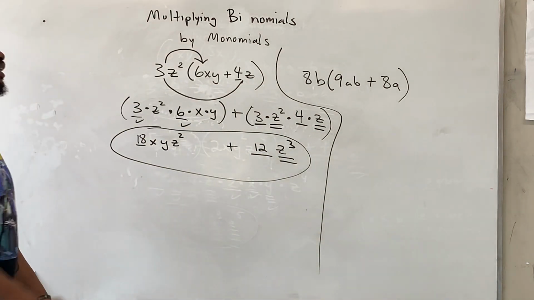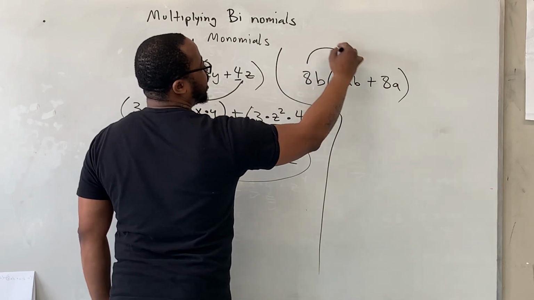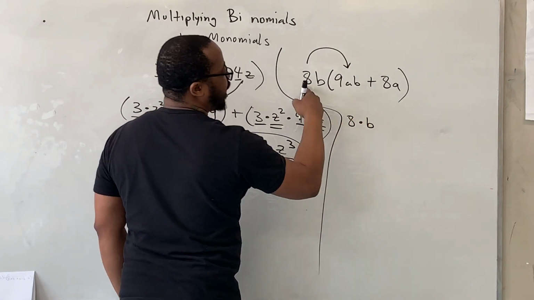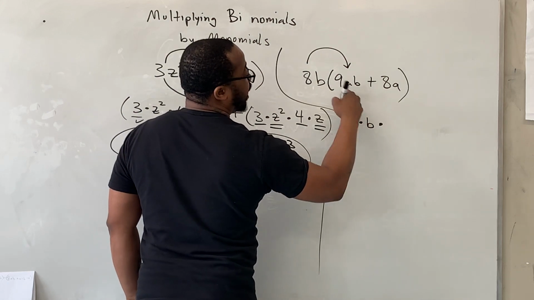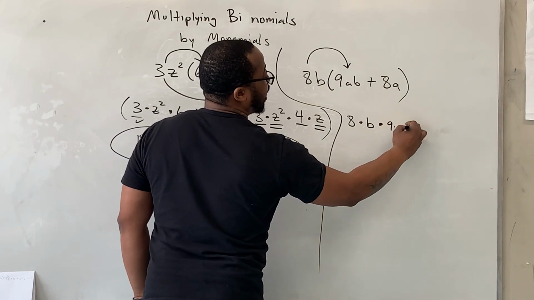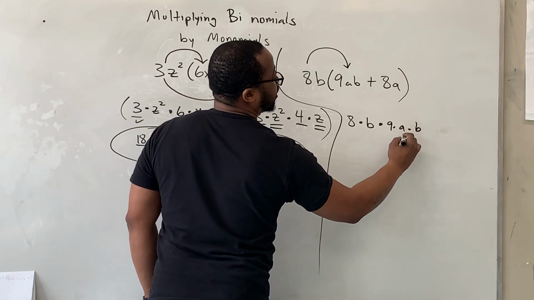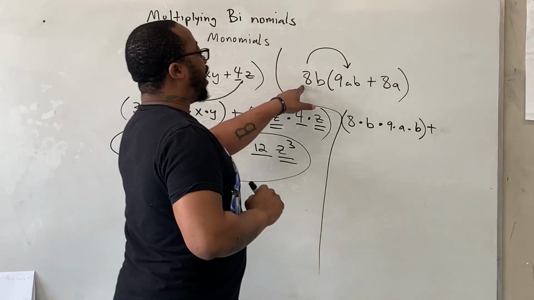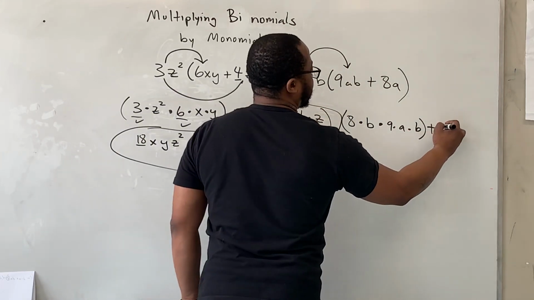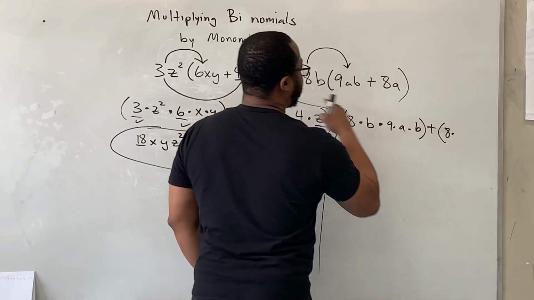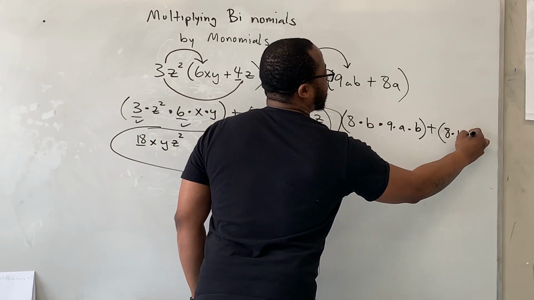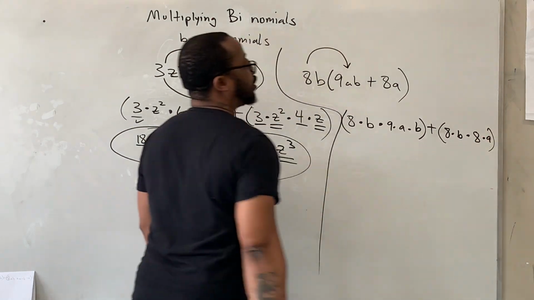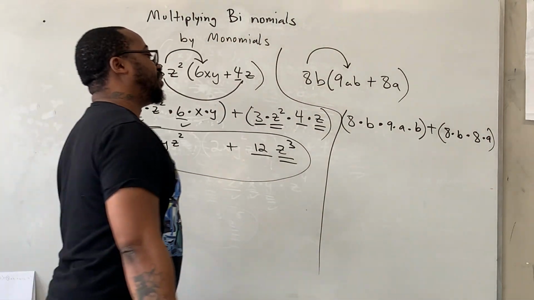Over here, it's going to be the same thing, 8b times 9ab. So I would rather you guys write it down. 8b is like 8 times b. Now times the 9, times the a, and times the b, okay? That's going to be one of them. Put the plus down. Now we have 8 times 8. Well, let's just write it out. 8 times b first, times 8 times a. Okay? And then we're going to do the same thing.